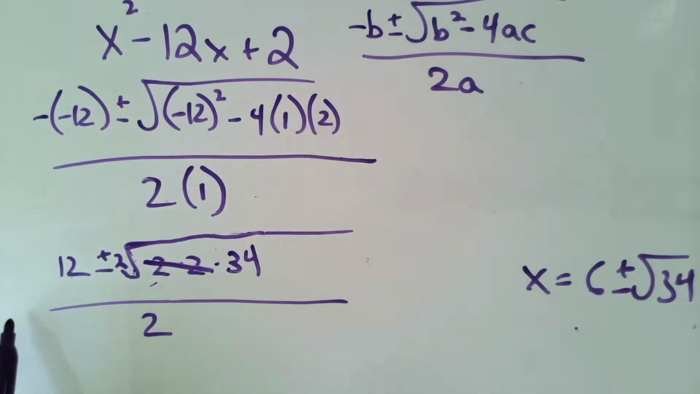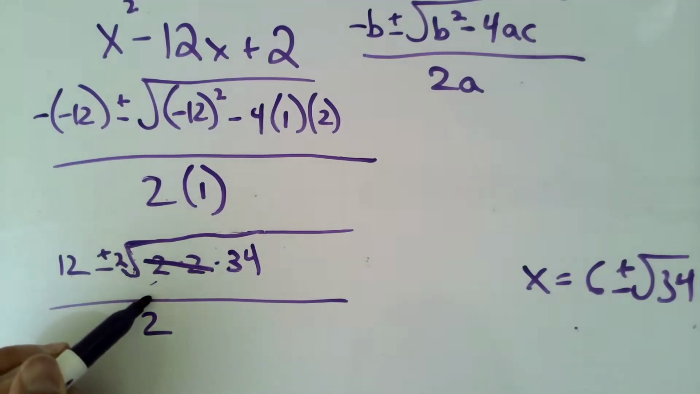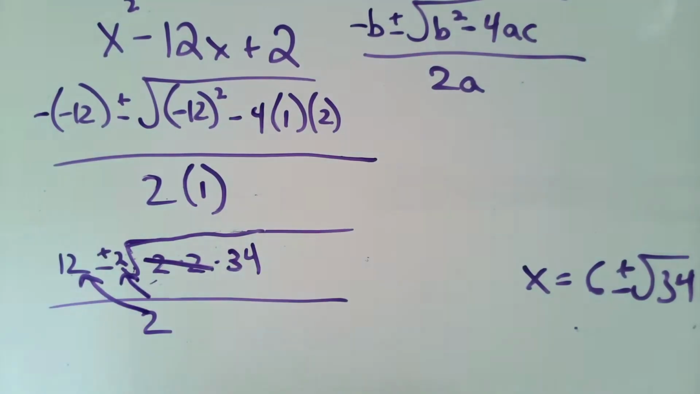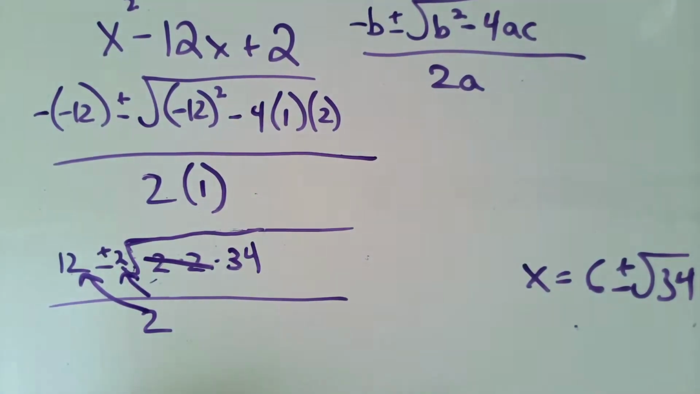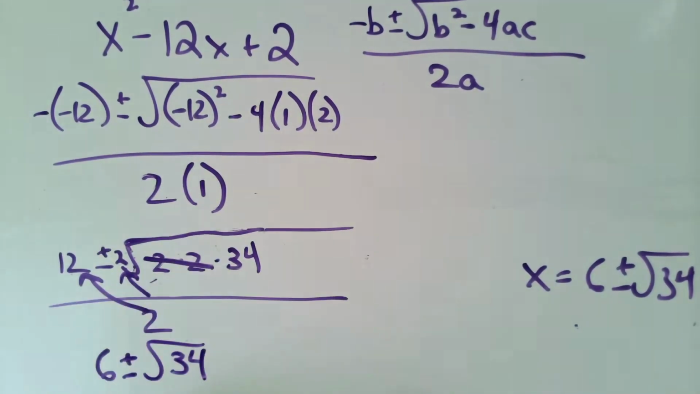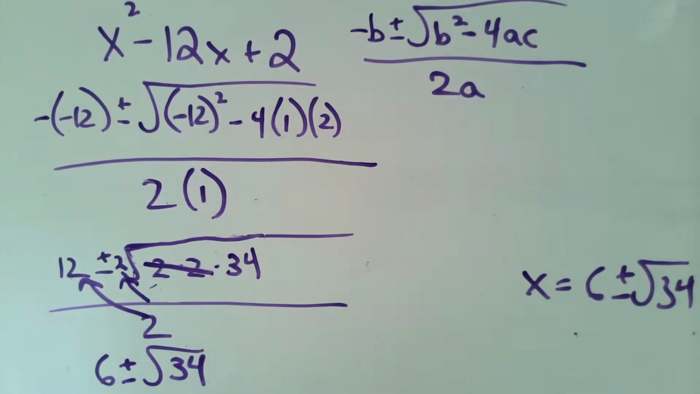Now, if I am dividing everything by 2, this is a plus or a minus, so I am dividing both of those terms by the 2, leaving me with 6 plus or minus the square root of 34. And there you have, in this video, 4 different ways to approach factoring.